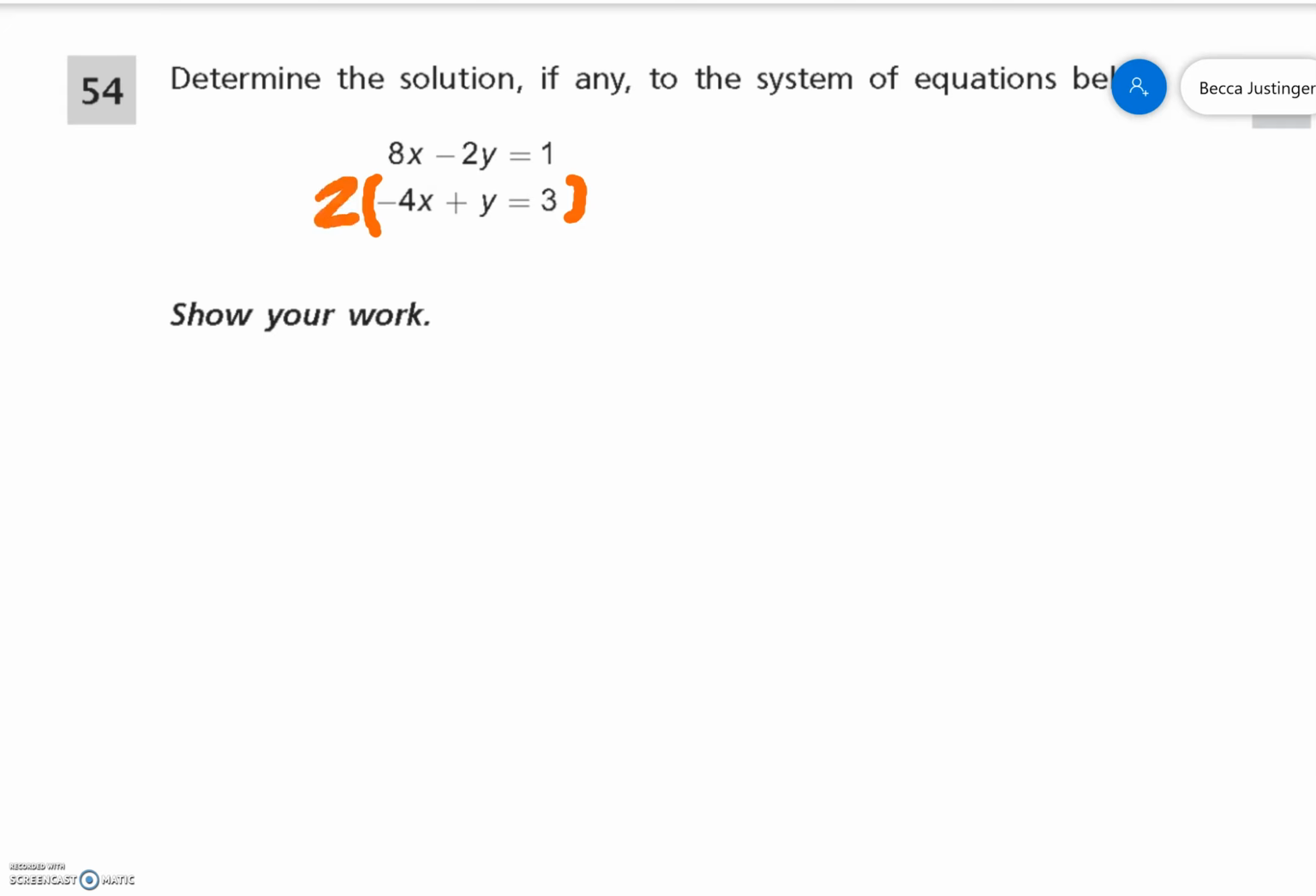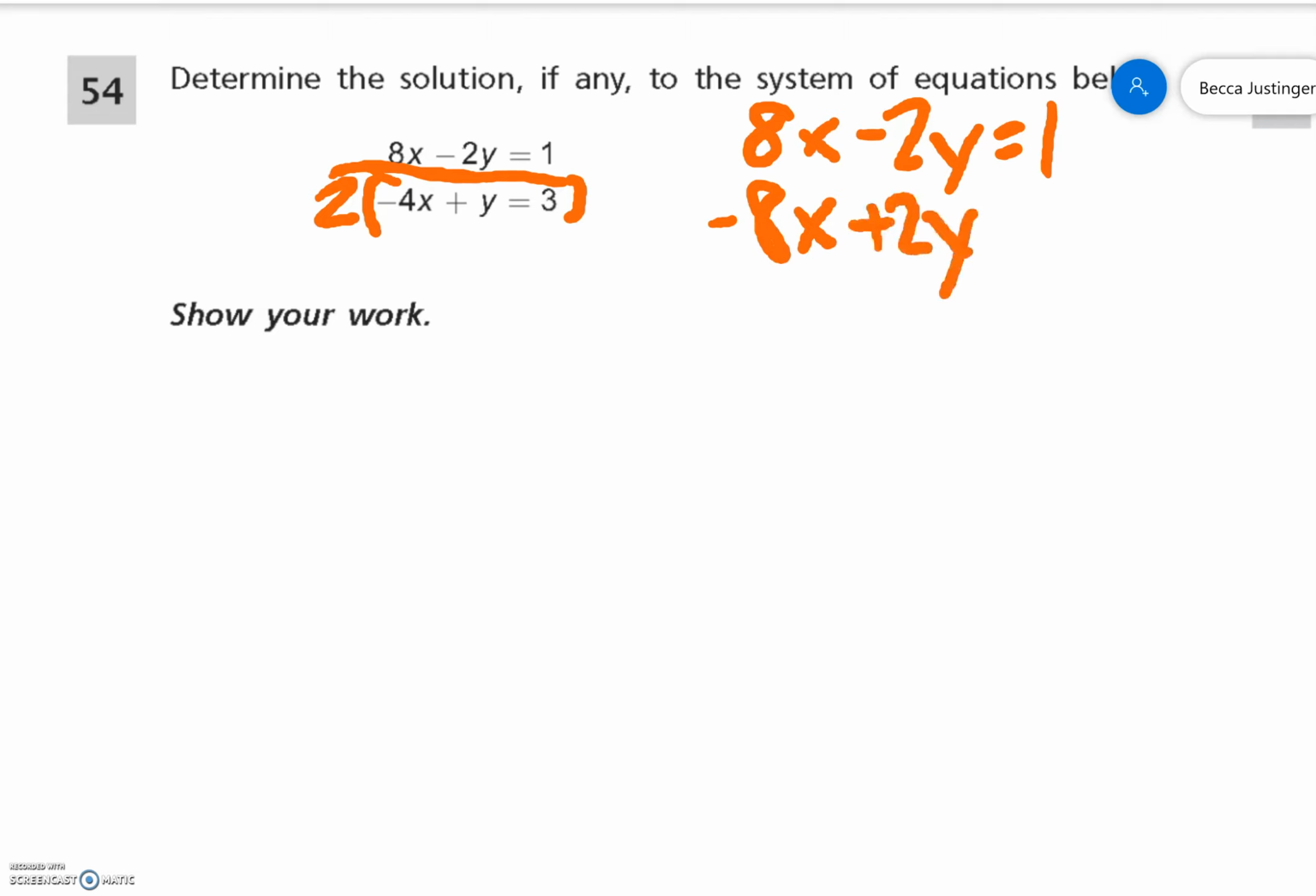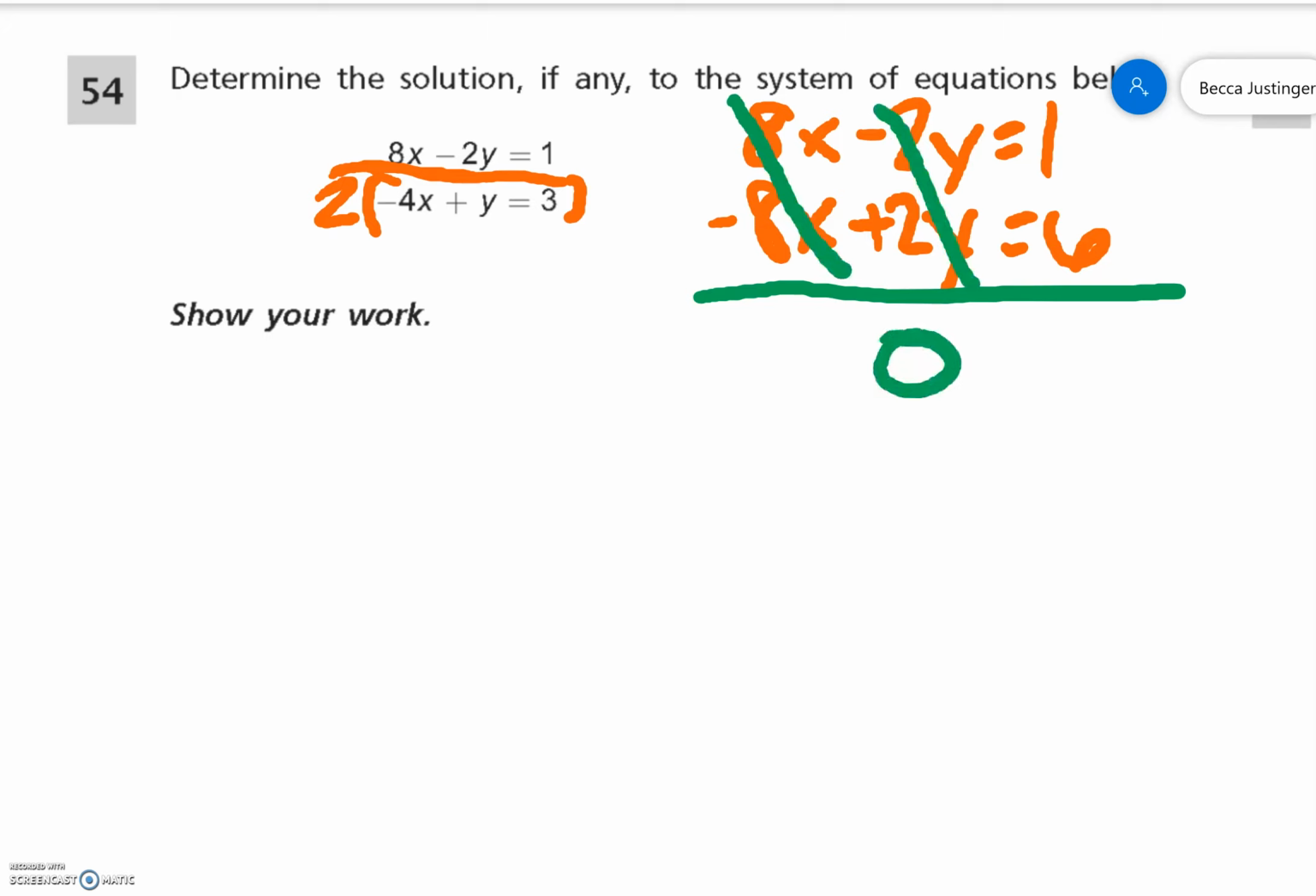I'm going to rewrite the equation on the top. Nothing changes to it. 8x minus 2y equals 1. And I'm going to distribute the 2 to everything inside. So 2 times negative 4 is negative 8x. 2 times positive y is positive 2y. And 2 times 3 is 6. Now we are going to add. So these cancel out because they're opposites, and these cancel out because they're opposites. So I've got nothing on the left equals 7. Does 0 ever equal 7? No, there is no solution.